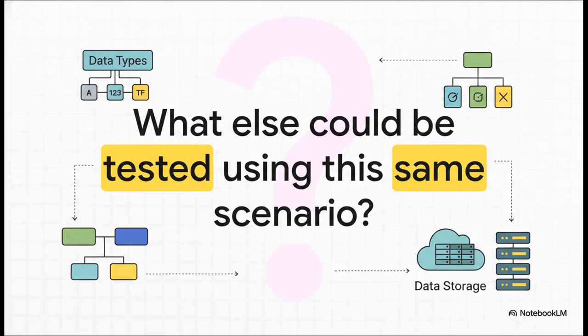So, I'll leave you with a final thought to chew on. Using this exact same scenario, what else could an examiner test? Could they ask about data types for the rating? Maybe the algorithm for the search function? Thinking like this is the absolute key to mastering your revision. Go on, practice this method, and you'll be ready for anything.